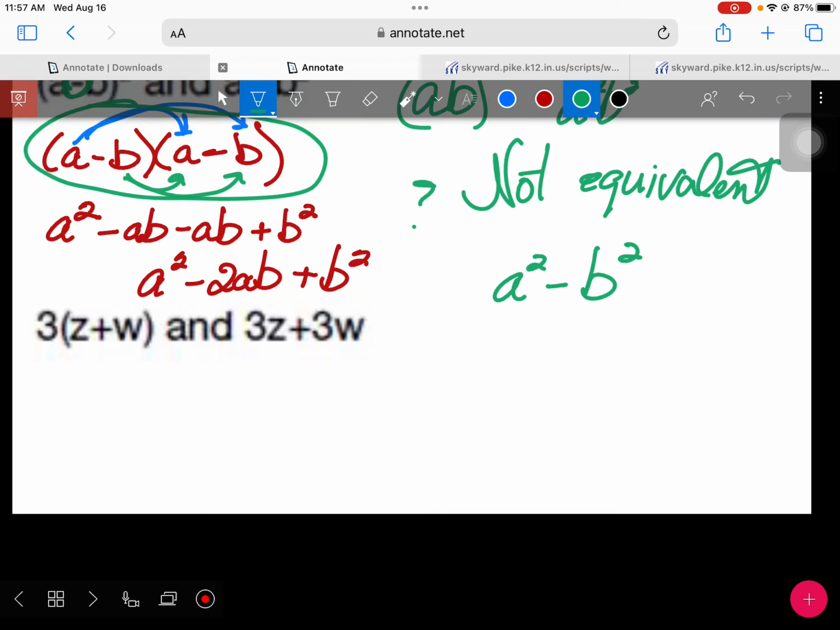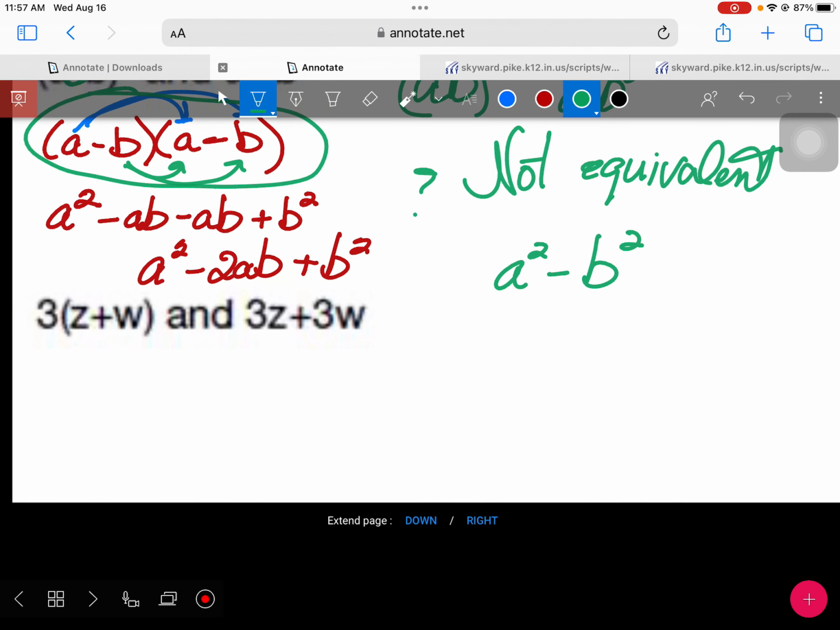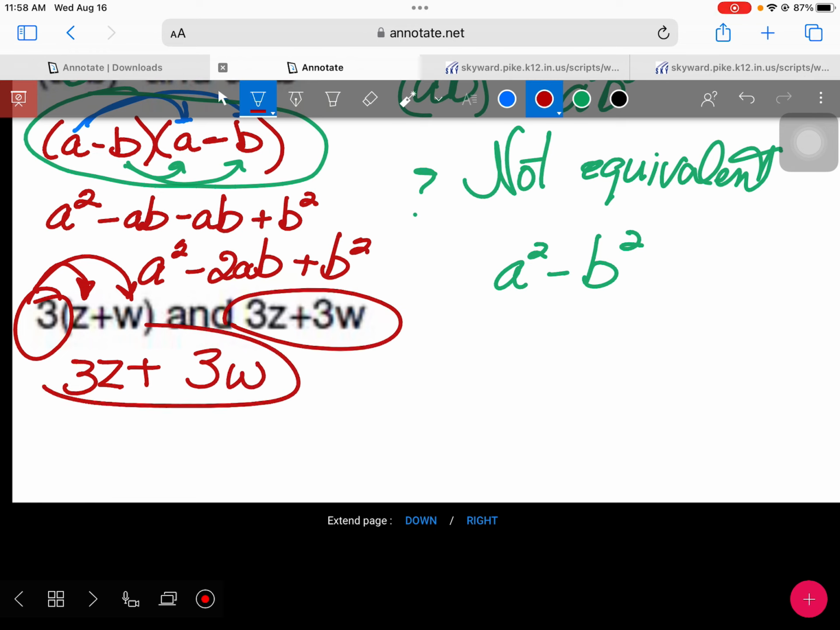Okay. And the last one, I think this one's probably the easiest. 3 times quantity z plus w and 3z plus 3w. Equivalent or not? Yes. Why? Distributive property. This is where you can say 3 times z plus 3 times w, and that is equal and equivalent to that. Okay?